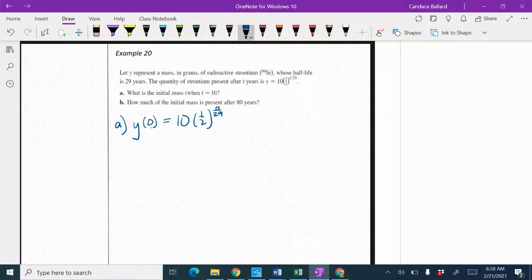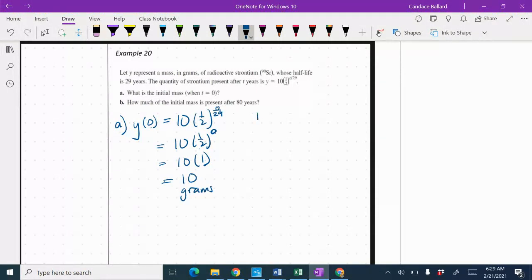So I want to get that into my calculator. Or actually, I don't even have to. Let's look at this. I know that 0 divided by 29 would just be 0. And then I know 1/2 to the 0 power, anything to the 0 power is just 1. And then 10 times 1 would be 10. So I know that 10 grams is what it started with.